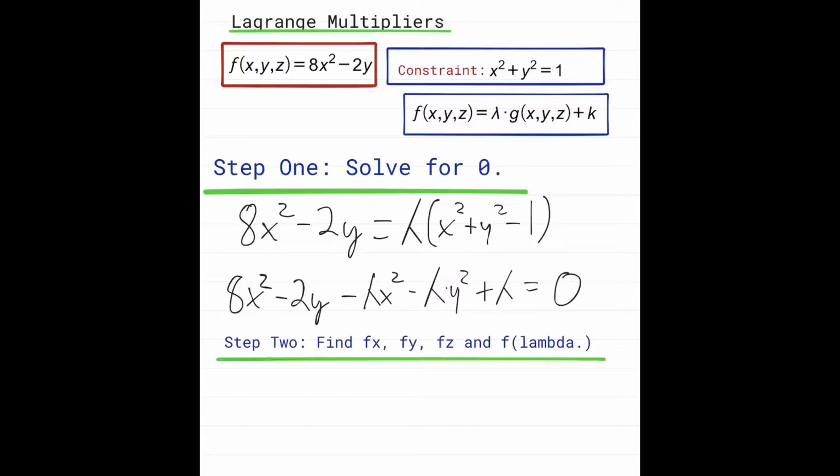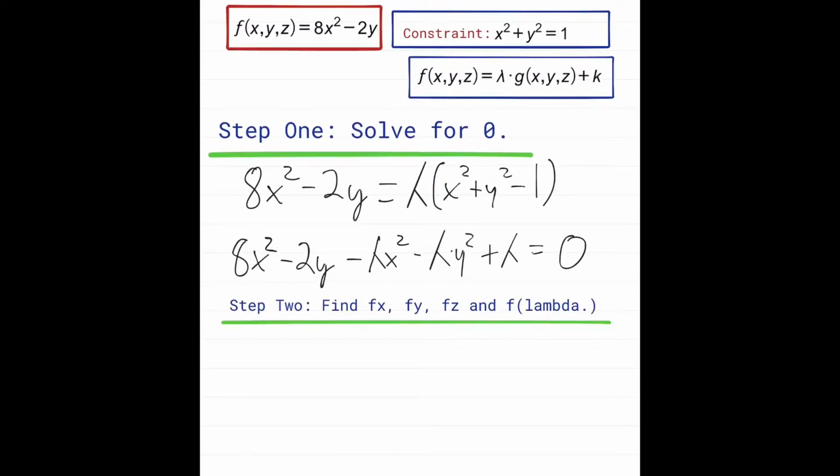In step 2, we're going to find partial x, partial y, partial z, and partial lambda. In this case, we don't have to find a partial z because it's only a function of variables x and y. But for most problems, you will have x, y, and z, and maybe even other variables, and even multiple constraints. But in this case, we have one constraint and 2 variables. So now, I'll keep the function visible.